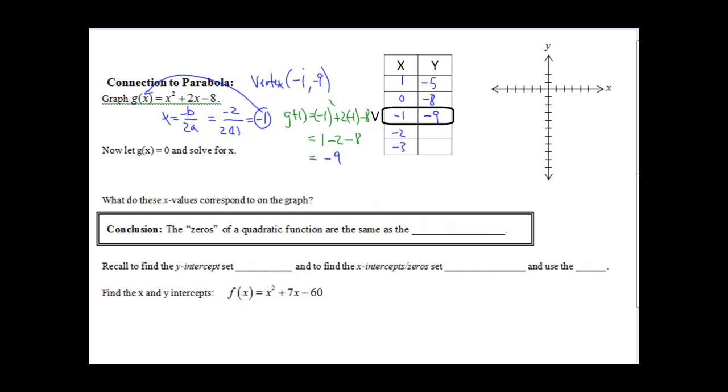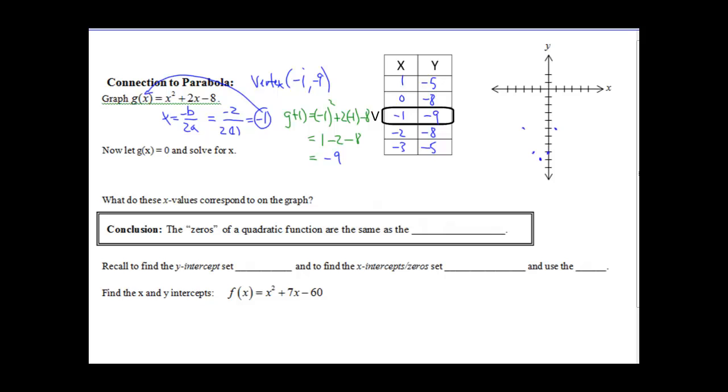So if we plug in negative 2, negative 2 squared is 4. 4 minus 2 times negative 2 is 4 minus 4, which is 0. So 0 minus 8 is negative 8. The mirror image shows that we should get negative 5. So negative 3 squared is 9. 9 minus 6 is 3. 3 minus 8 is negative 5. So we have 5 points. If I go over here and graph them, we get this picture. So far we get these dots.